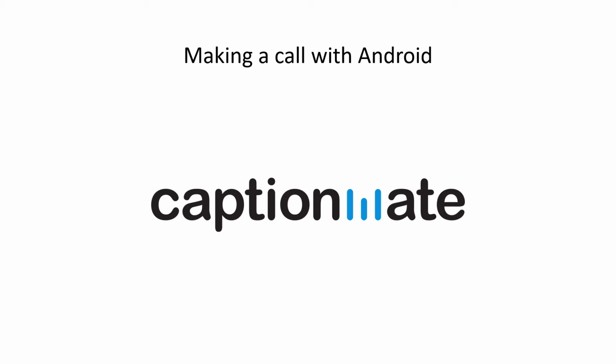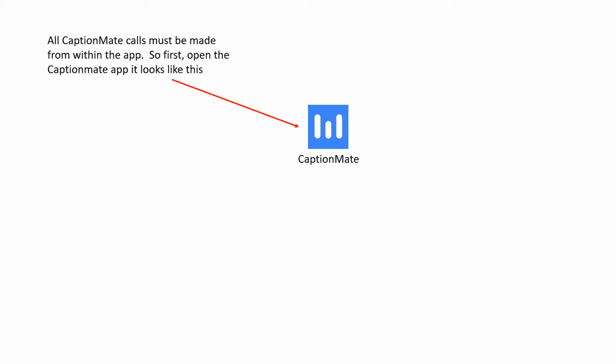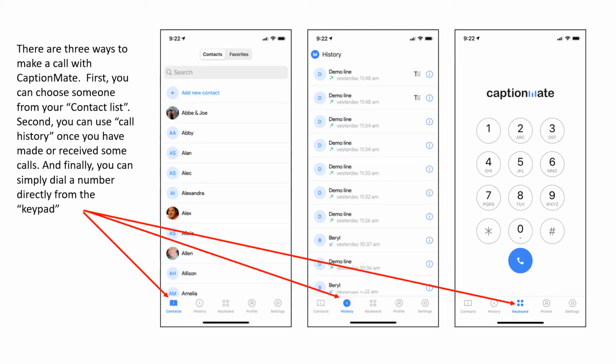Making a call with Android. All CaptionMate calls must be made from within the app. So first, open the CaptionMate app. It looks like this. There are 3 ways to make a call with CaptionMate.